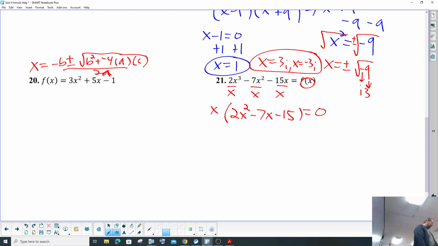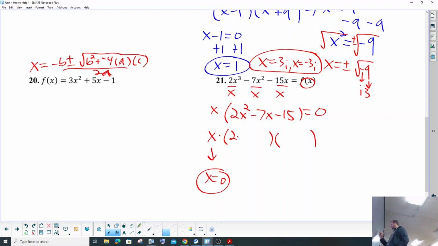Ooh, so the question is, does that factor more? Let's give it a try. So that x is still one of our factors, which we can already set equal to 0. So what does the rest factor into? What do you think? So 2x and x, right? Factors of 2 are just 2 and 1. Factors of 15 are just 3 and 5.